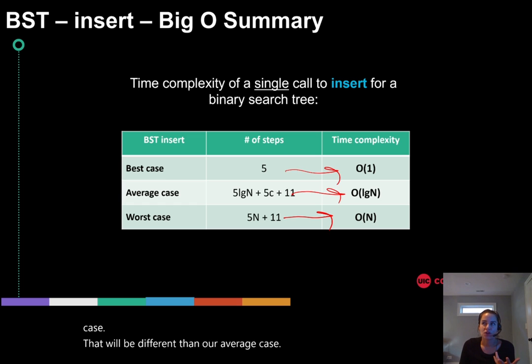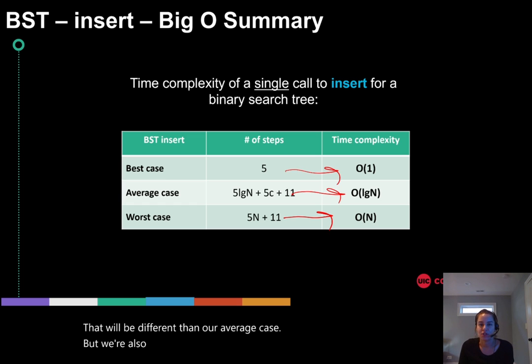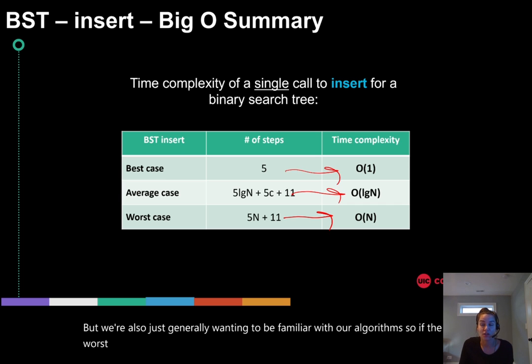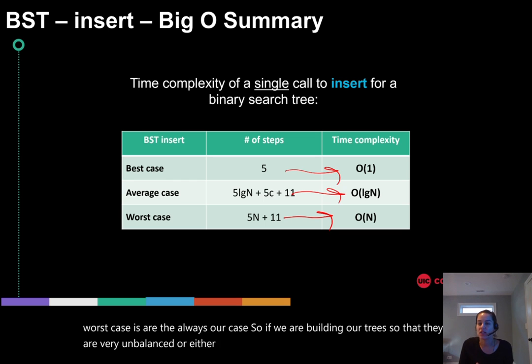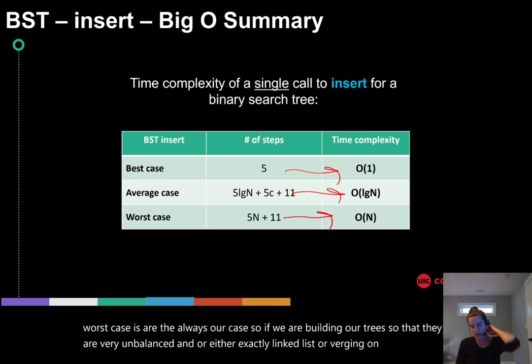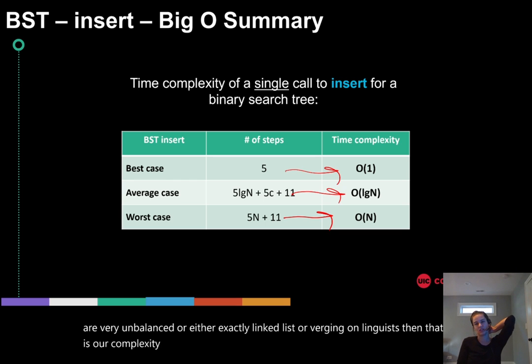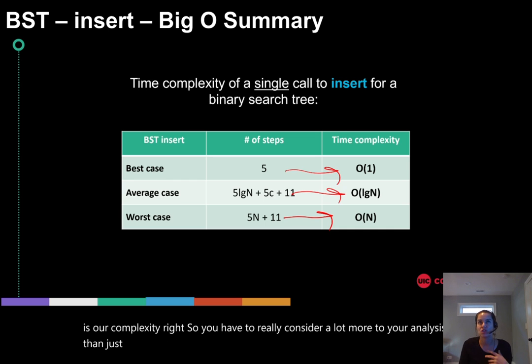But we're also just generally wanting to be familiar with our algorithm. So if the worst case is always our case, so if we are building our trees so that they are very unbalanced and they're either exactly a linked list or verging on a linked list, then that is our complexity, right? So you have to really consider a lot more in your analysis than just assuming that all binary search trees are log of n.